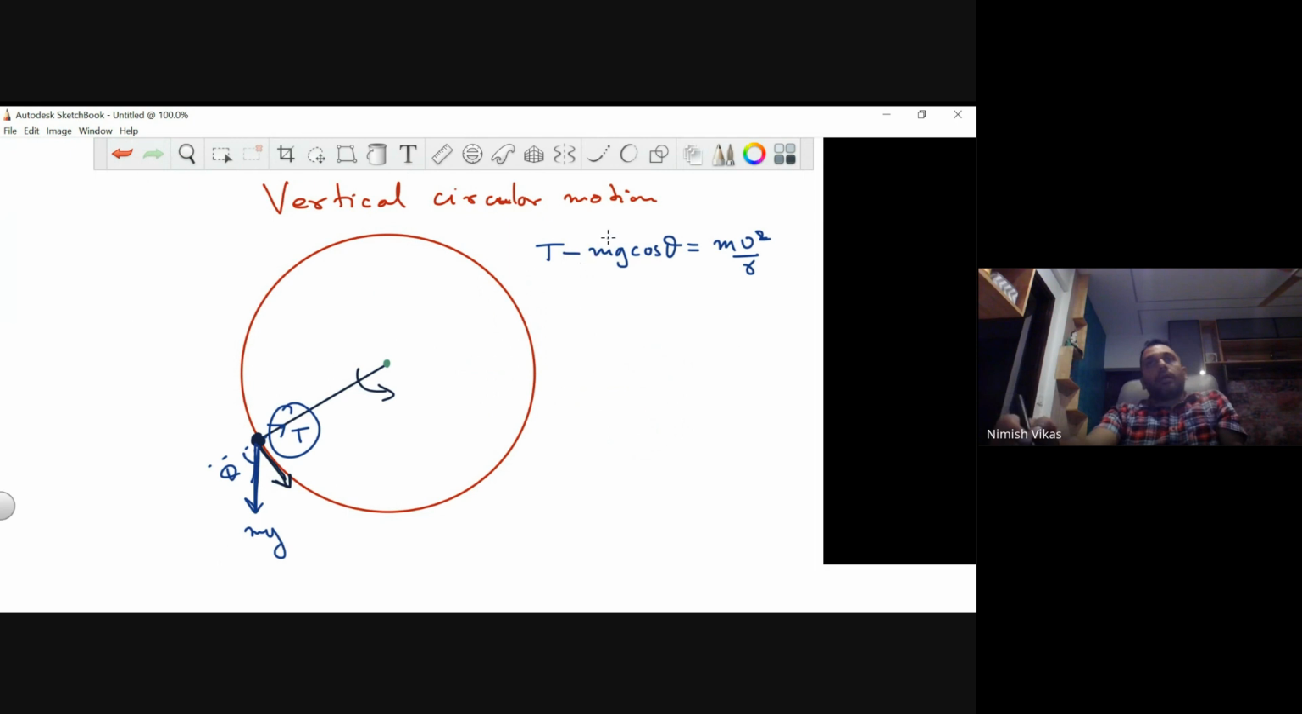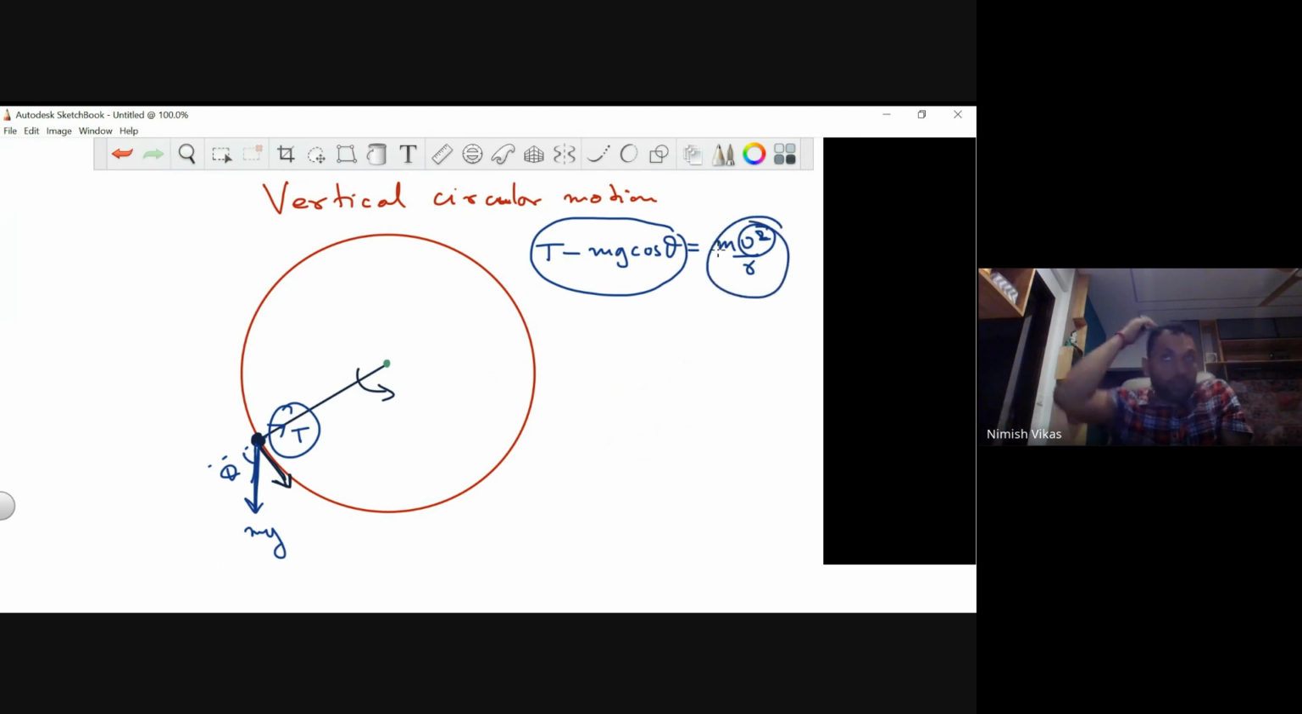Another way of looking at it is, if a body was going with velocity v, somebody must provide this much force, mv square by r. So the minimum criterion of force for a body to make a vertical circle happens to be right on the top. Why does it happen to be there?